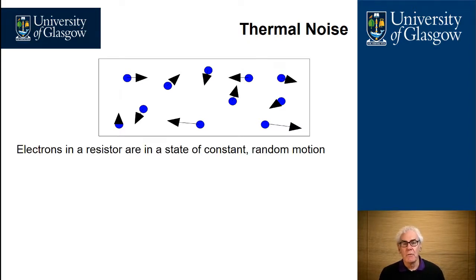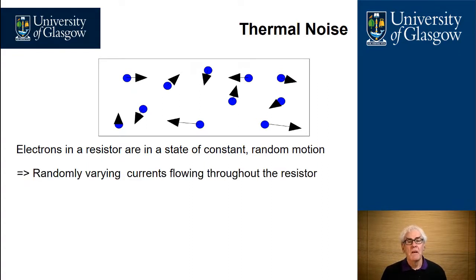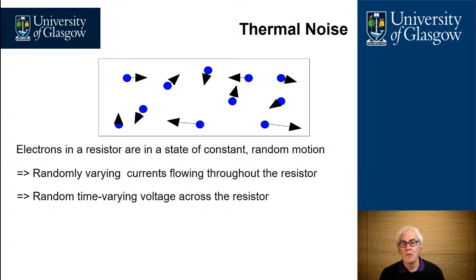And electrons in a resistor are in a state of constant motion, and it's random motion because there is no connection. If you have a resistor just sitting on the bench, the electrons are moving around the body of that resistor, but clearly they're not coming out of either end because there are no connections. There are effectively random varying currents flowing throughout the resistor. And over time, these randomly varying components and currents give rise to a small voltage across the resistor.